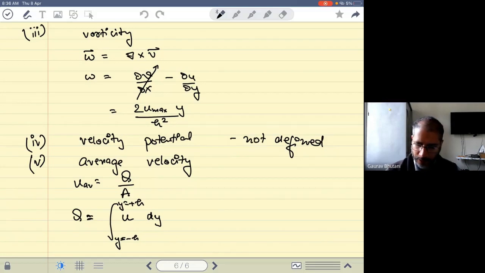So you may see that the units are not correct. It's meter square per second, but there is a depth as well. But since it's a 2D situation, that depth is taken as unit length. And then you have to divide this by the area to get the average velocity.